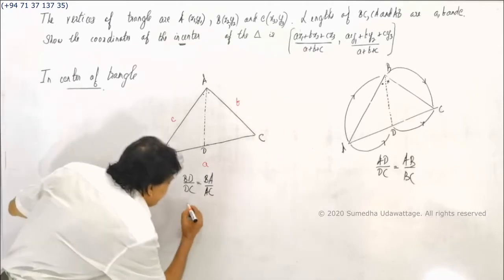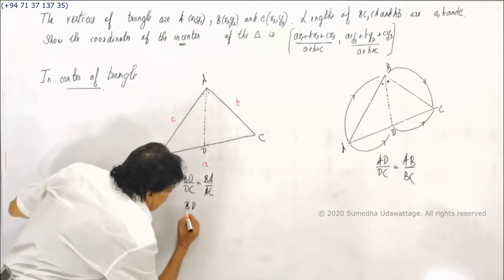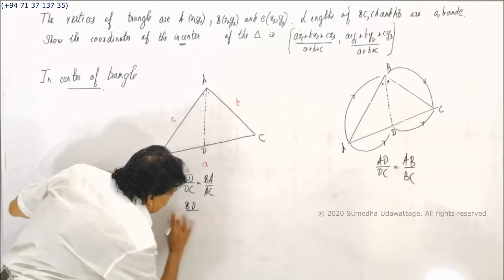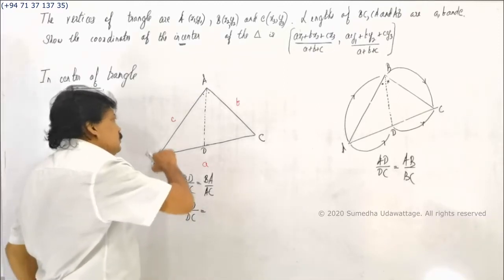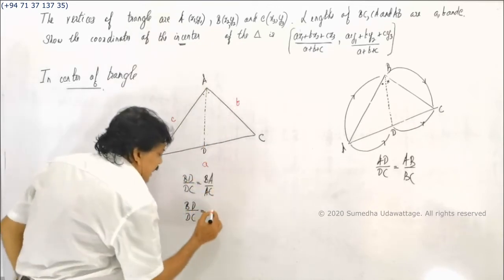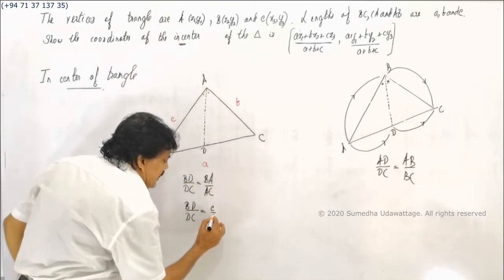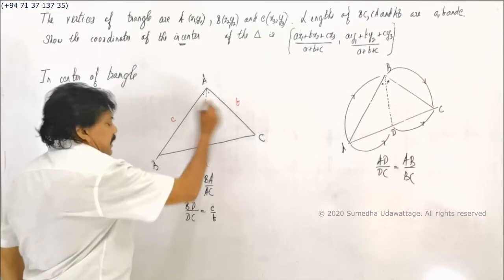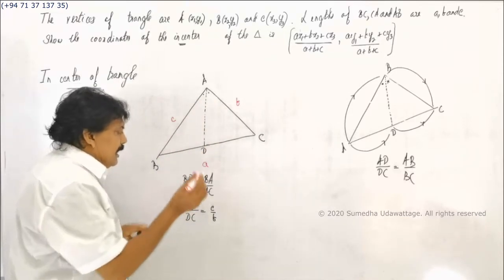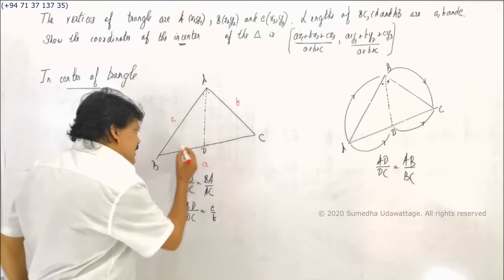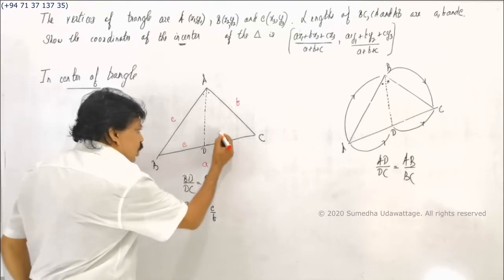That is BD to DC, the ratio. BD to DC, the ratio is equal to BA to AC. In the sense, it is C to B. Now, this point D divides BC in the ratio C to B.